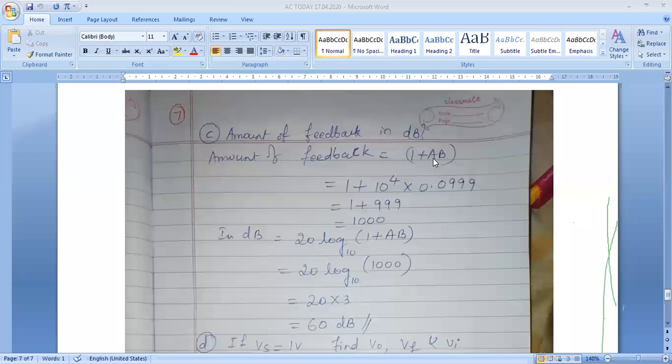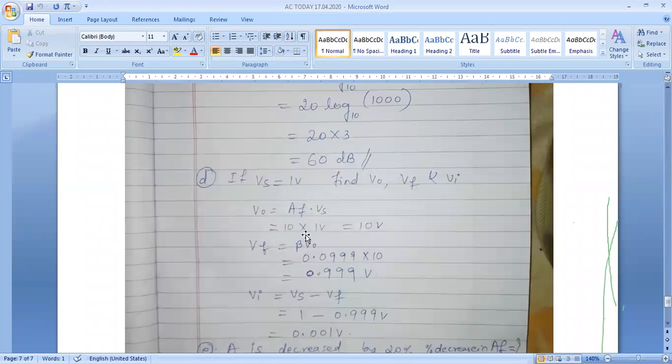Now I have substituted for A and beta and I get 1 plus 999, which equals 1000. So what is the amount of feedback in dB? When I want a quantity in dB, it is 20 log of that quantity. So it is 20 log of 1 plus A beta. So 20 log of 1000 will give me 20 into 3, equal to 60 dB.